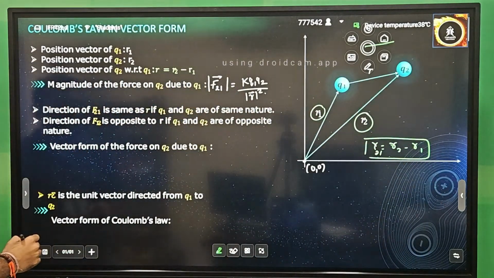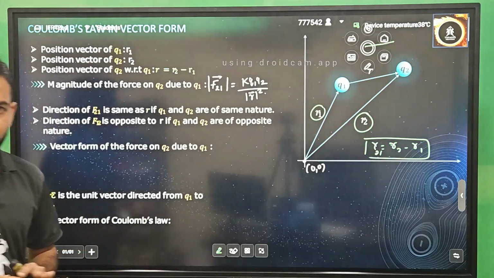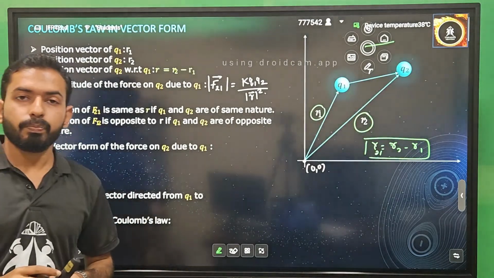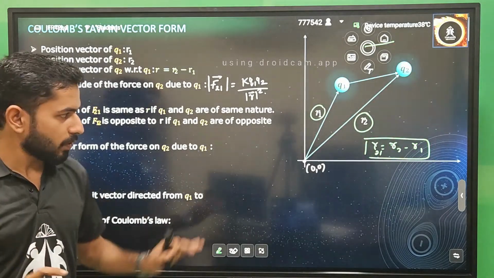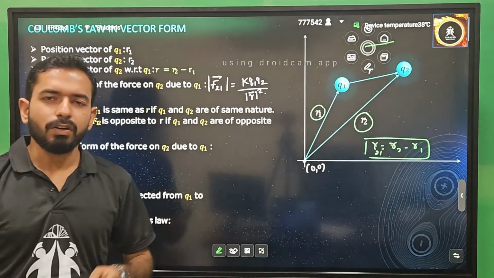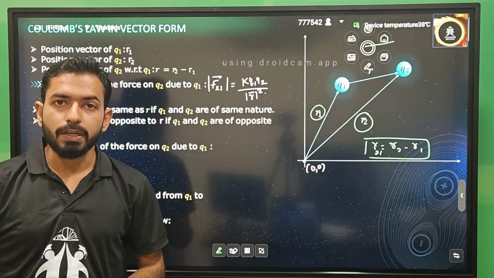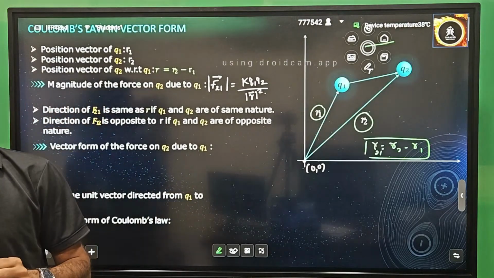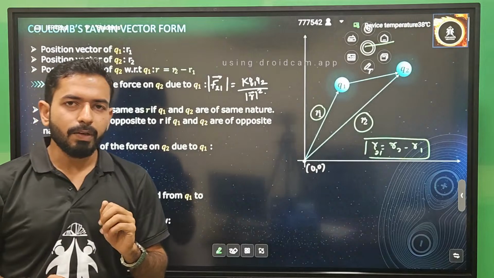Now what you want to calculate, the basic meaning of writing all these things is how to write the vector form of Coulomb's law. This is the sole purpose of writing all these things. So how will you write? You remember, for writing any kind of vector, what are the two things that are required? First thing is magnitude, second thing is direction.